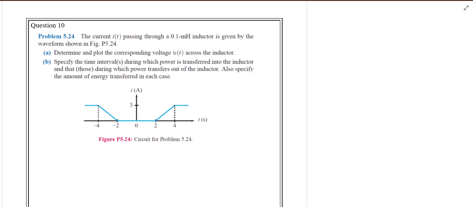Here we have a graph of current passing through an inductor, and we are supposed to determine and plot the corresponding voltage across the inductor. So what we need to remember for this one is that the voltage across an inductor, v of t, equals L di dt.